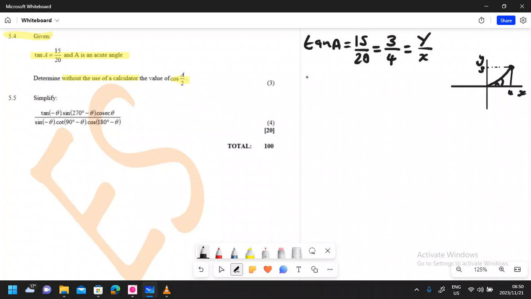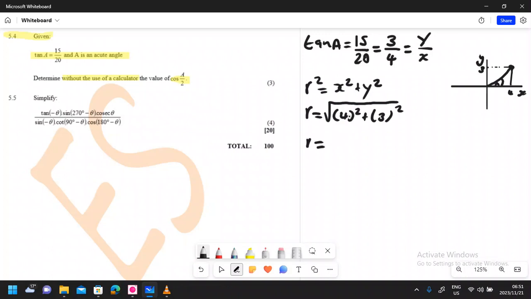So for our hypotenuse, we have to use the Pythagoras theorem. So we know that r squared is equal to x squared plus y squared. So r, we can say square root. What is our x squared? It's going to be 4 squared plus 3 squared.